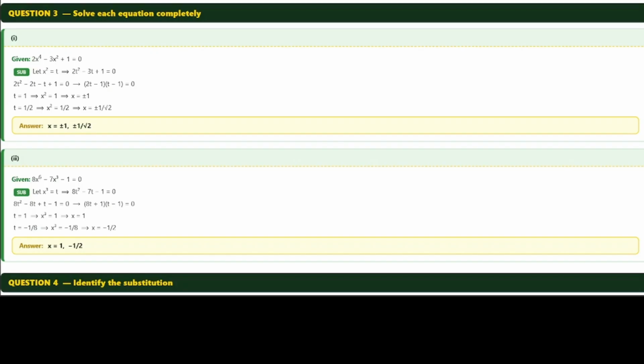So now we have 4 of our roots: x = +1, x = -1, x = +1/√2, and x = -1/√2.